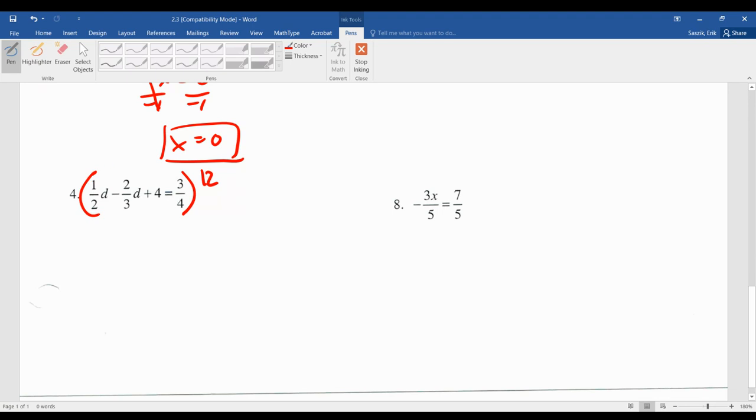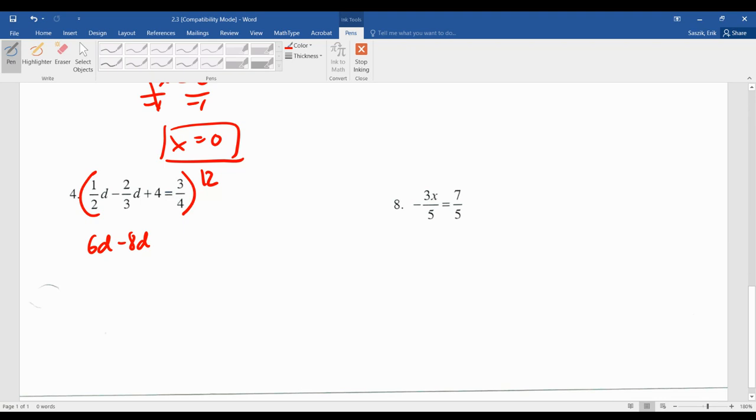Or you can divide by the bottom first and then multiply by the top, doesn't matter. 12 times 1 is 12, 12 over 2 is 6, so that's 6D. 12 times 2 is 24, 24 divided by 3 is 8. Don't forget there's a D there.